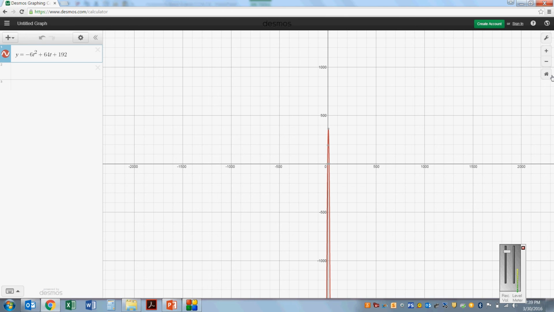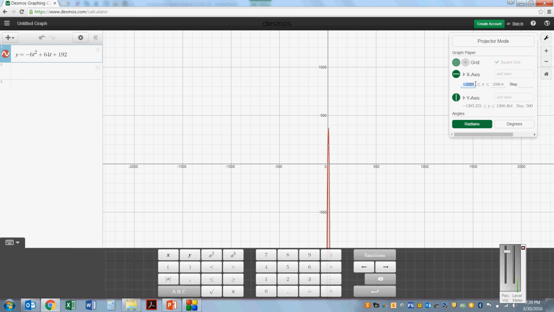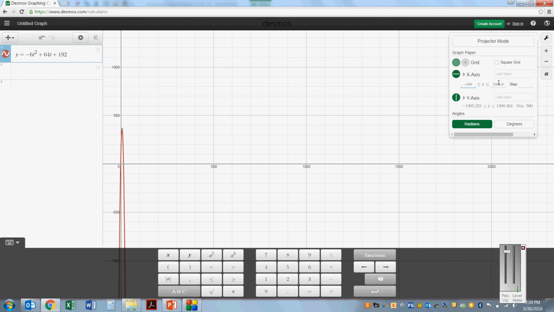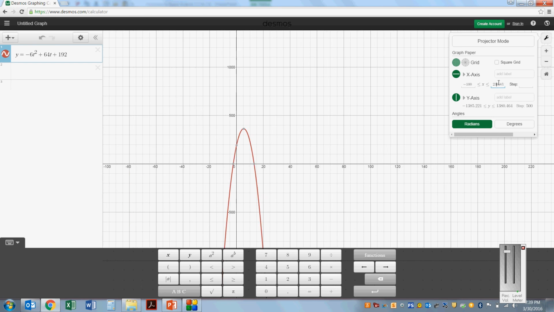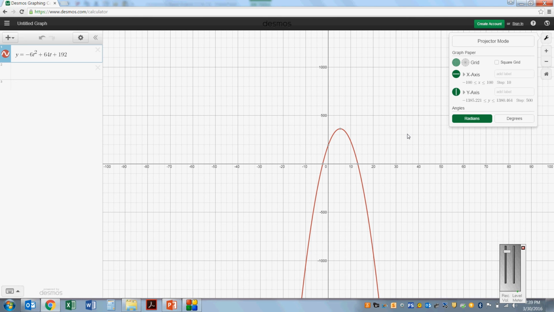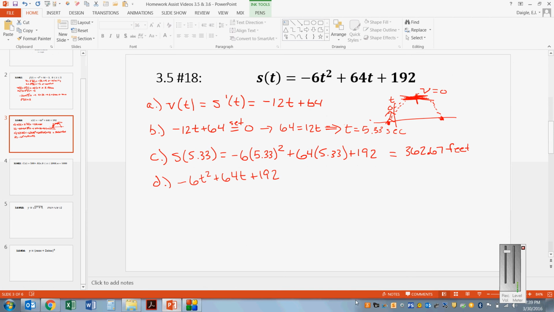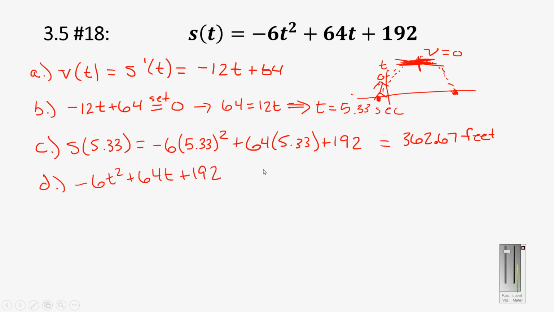I want to change the settings here a little bit so I don't have such a huge x-axis. Let's go to negative 100 to positive 100. There we go. Hit enter. And you'll see one of these. So this is a function of time. I have two potential answers for when it would be at 0 here: negative 2.441 or 13.108. Let me get these written down here. So these are my two possibilities when that would be equal to 0.